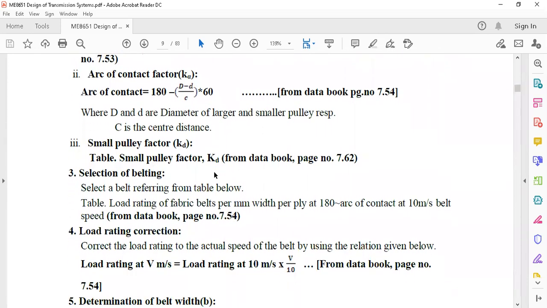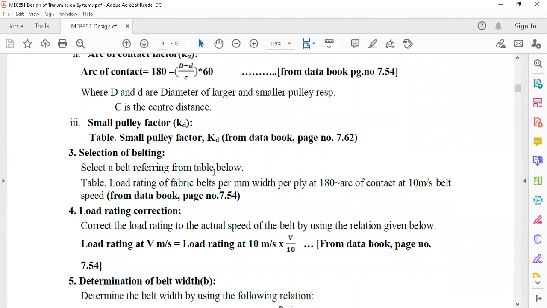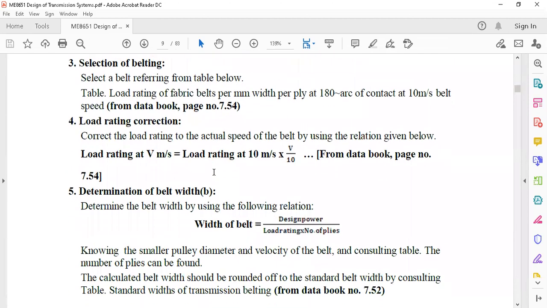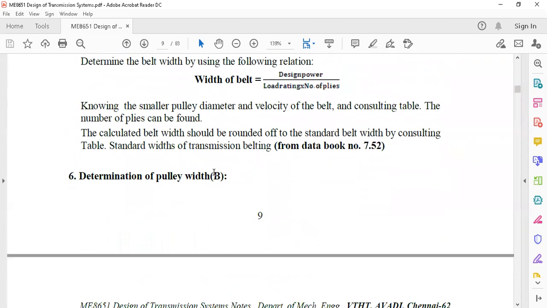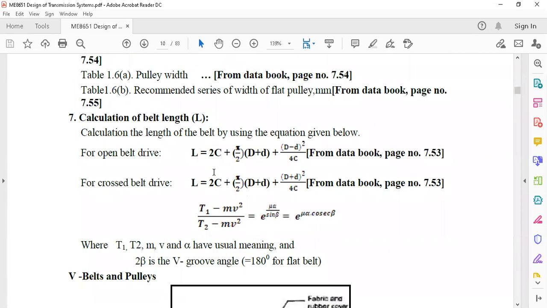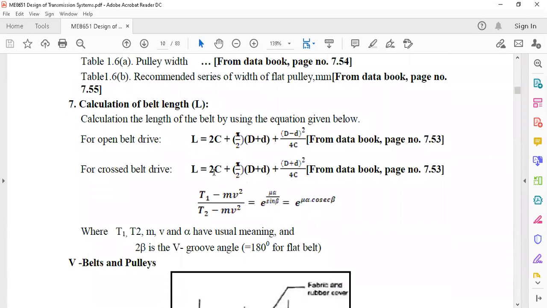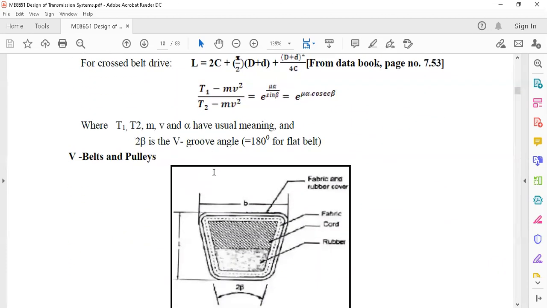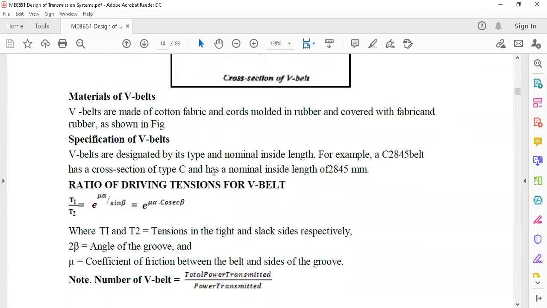And what is the selection of belting systems. Another one is load factor ratios, determination of belt width, determination of pulley width, and calculation of belt length. Okay, the total length of the belt is also given for V-belt drive systems.